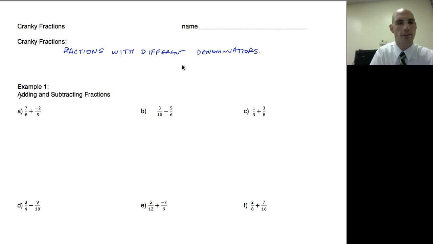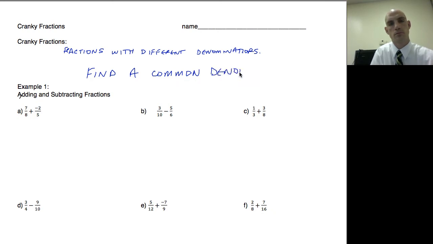Cranky fractions are fractions that do not have the same denominators. They're fractions with different denominators, so our strategy is going to be to find a common denominator. And I'm going to show you how to do that.